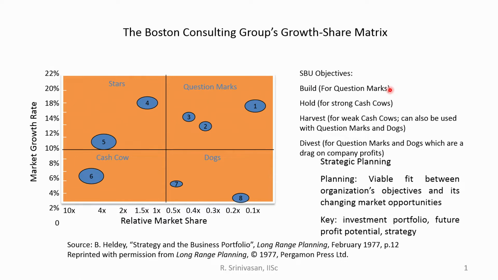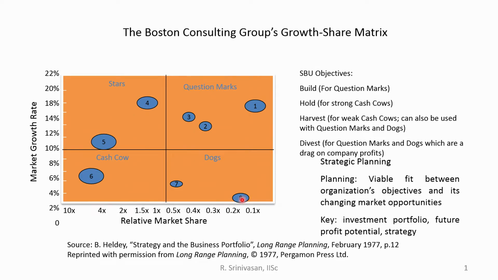You want that SBU to move from question marks to stars. You do not want it to go away. Suppose it goes away, let us say a product introduced vanishes from the question marks itself, then you will not find that SBU at all in this BCG matrix. So, before it vanishes, it may go to dogs and then vanish.